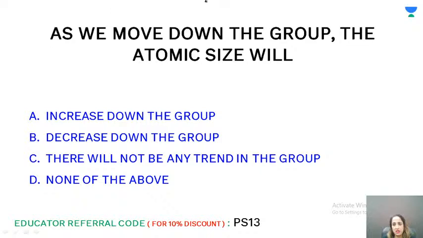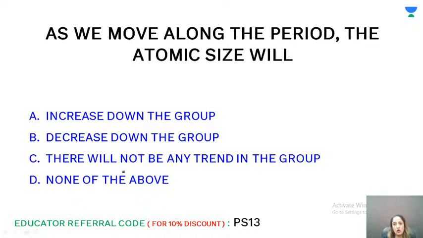As we move down the group, the atomic size will increase down the group, decrease down the group, there will not be any trend, or none of the above. So as I showed you, as we move down the group, there will be an increase in the atomic size of the elements.